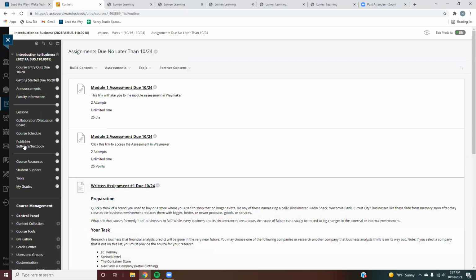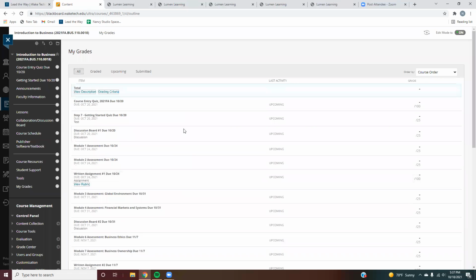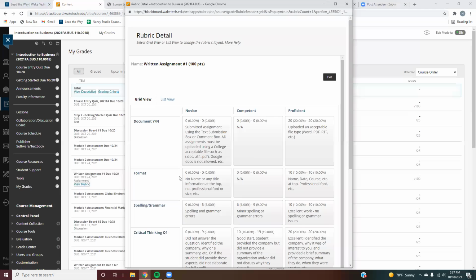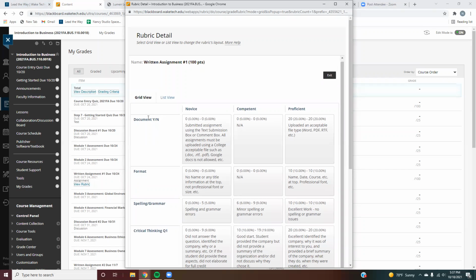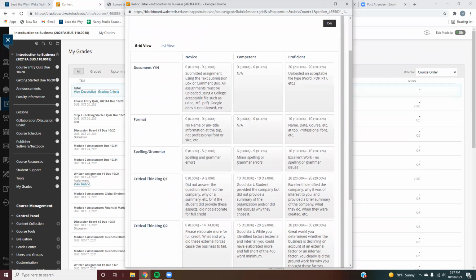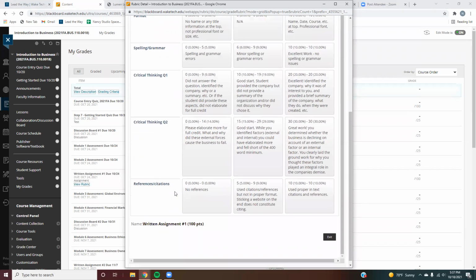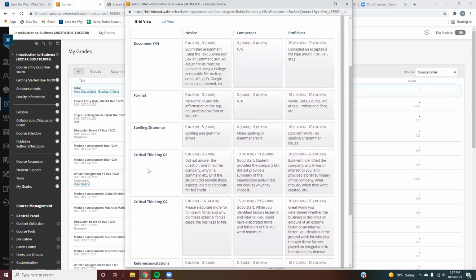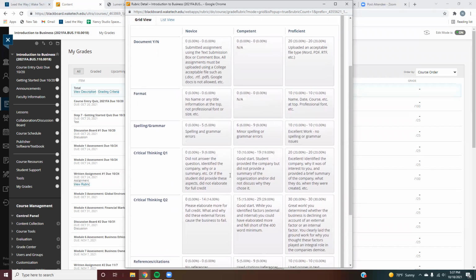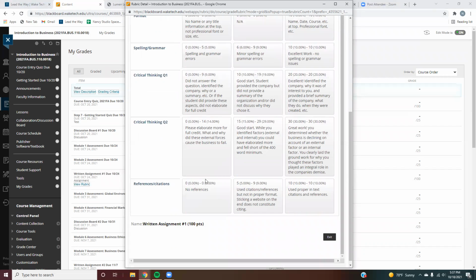One last thing I want to point out too is if you go over to your My Grades, you should have a rubric here as well for assignment 1. And this is the form I use to grade your written assignment. So did you upload a document? Yes or no? What's the format? Did you have your name or date on top, your spelling, and then your critical questions, and then references and citations? Because this particular assignment does need references and citations.